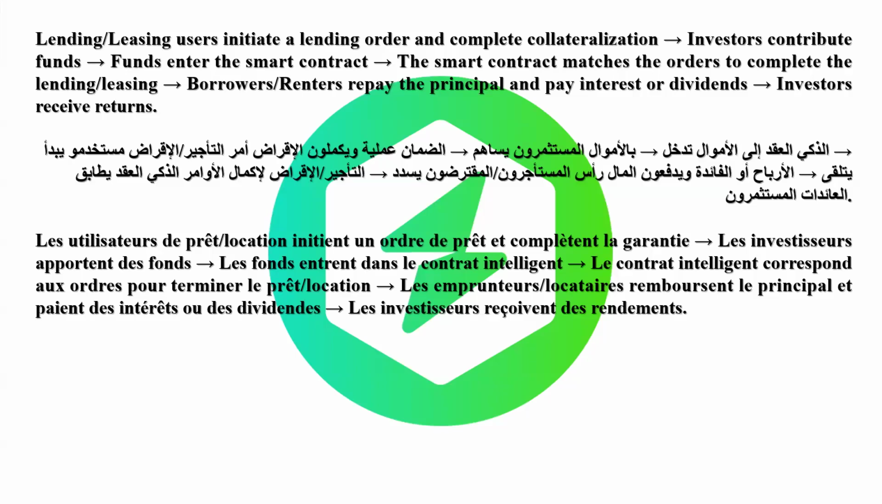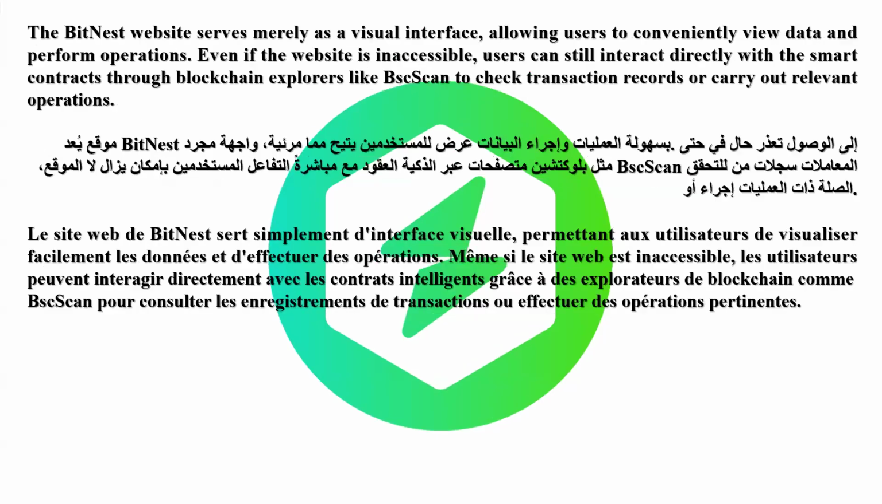So lending and leasing: the user initiates a lending order and completes the correct authorizations. Then the investor contributes the funds, the funds enter the smart contract, and the smart contract matches the order to complete the lending or the leasing. Then the borrower repays the principal and pays interest or dividends. And then the investor receives the return. That's the flow. The flow is the same as the bank. What's the bank doing, right?